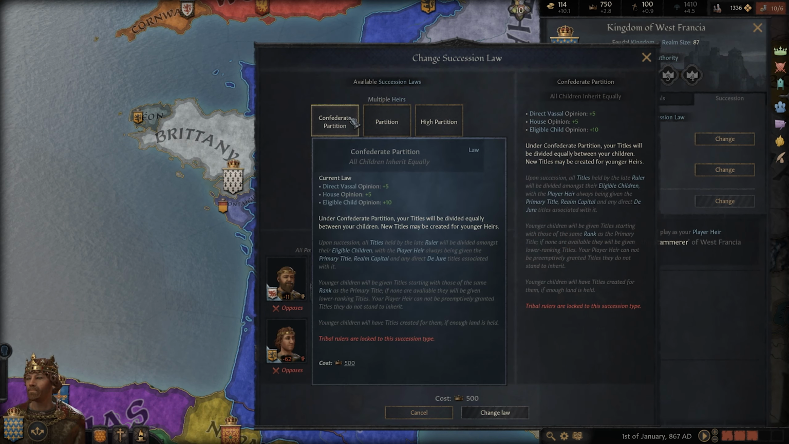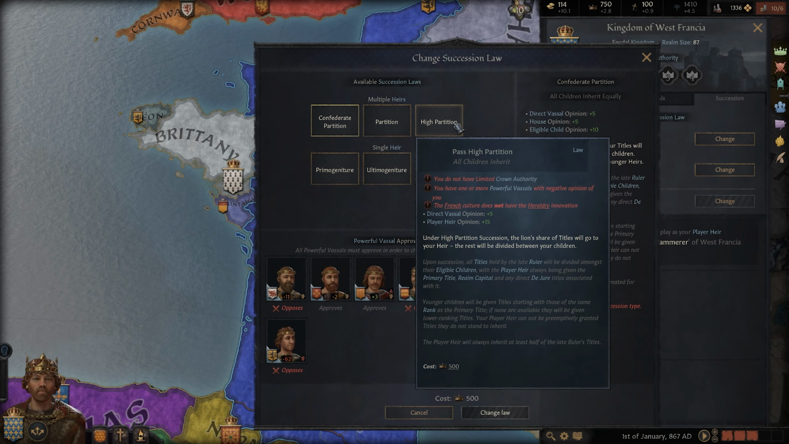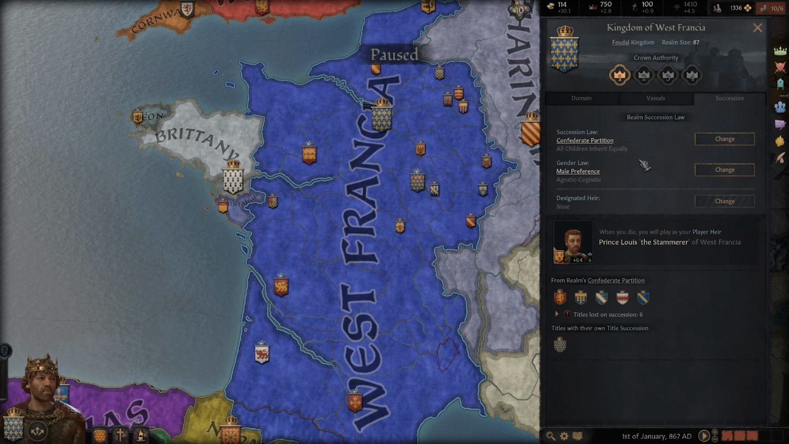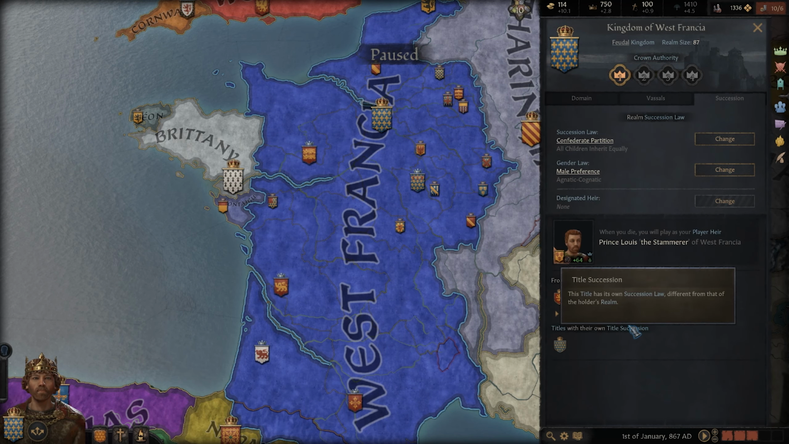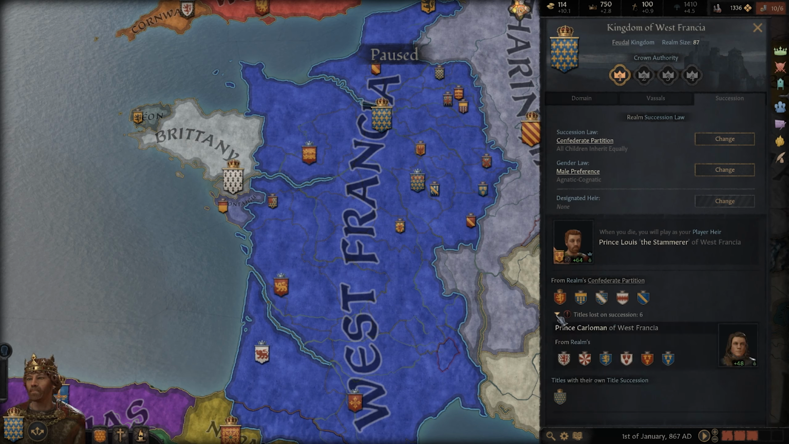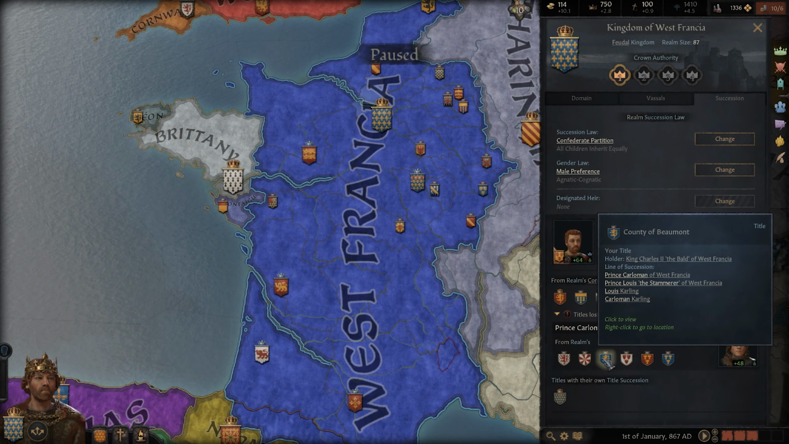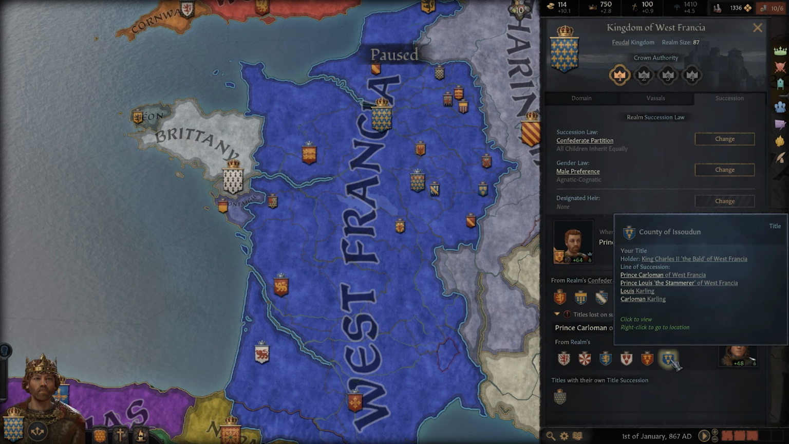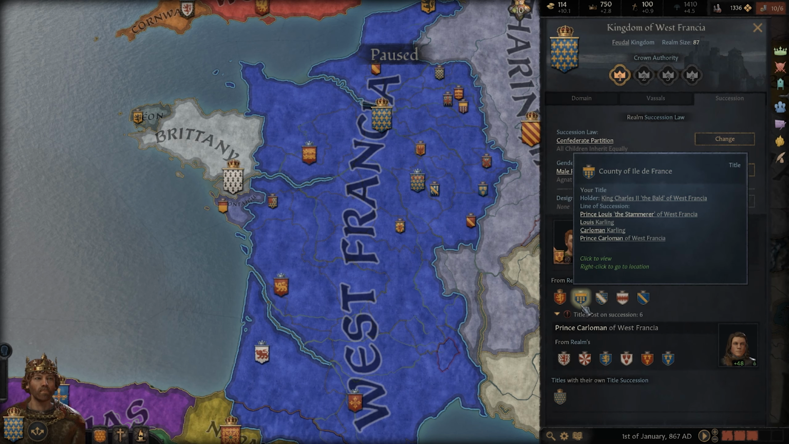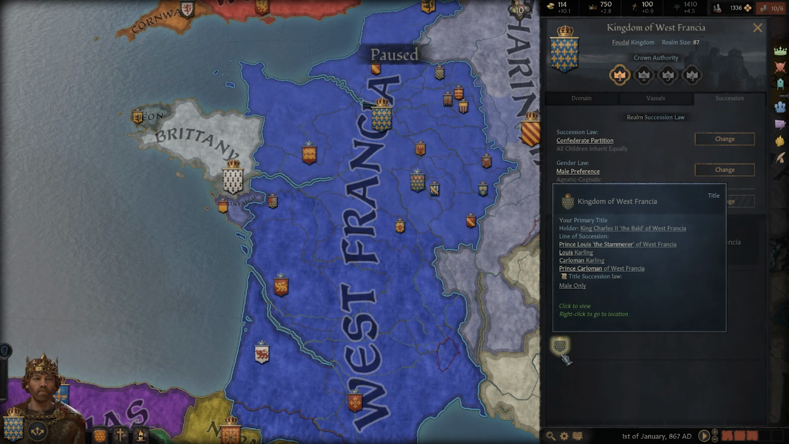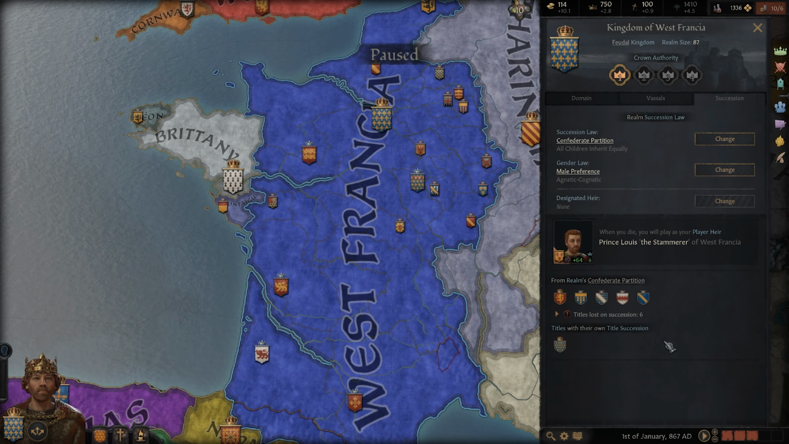Most characters you will play have the male preference succession law in place, meaning that only a male of the family can inherit your titles and your domains. This combined with your partition law type will play a heavy part in who inherits what titles, especially if you have multiple sons when you die. Pay close attention to the information screen under the succession law tab, as they will very clearly define which of your heirs is getting what titles on your death.